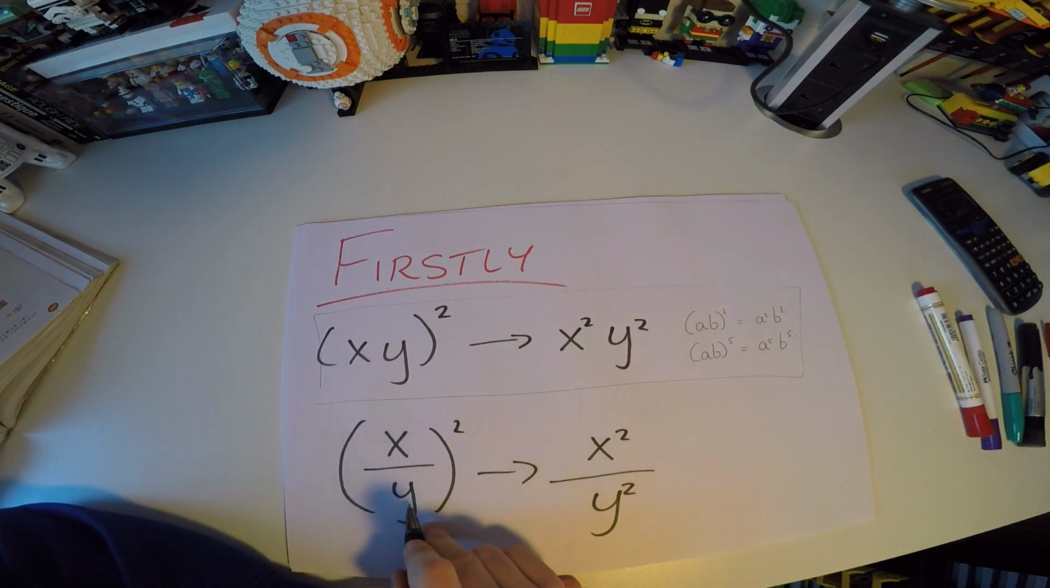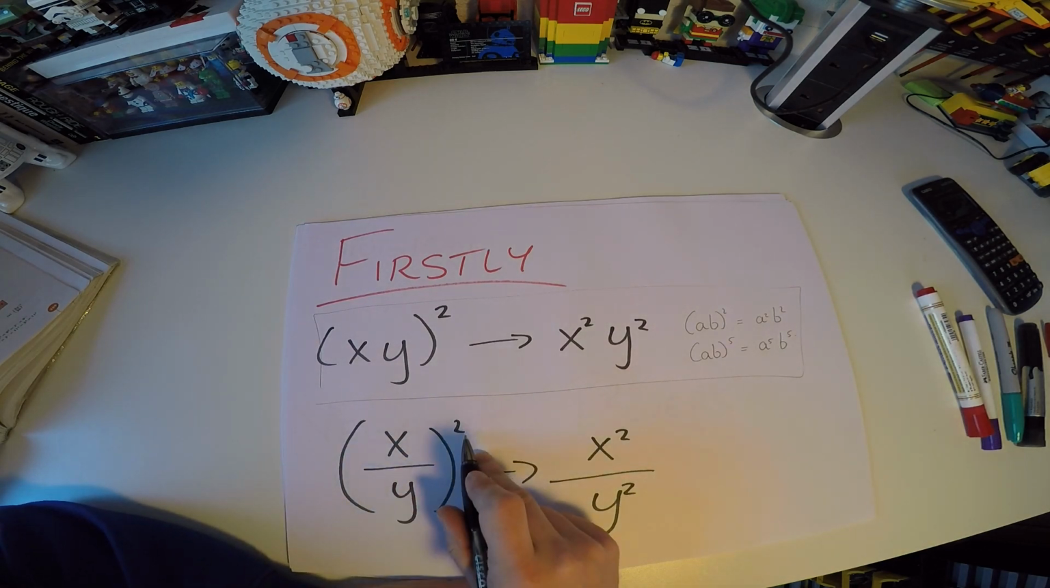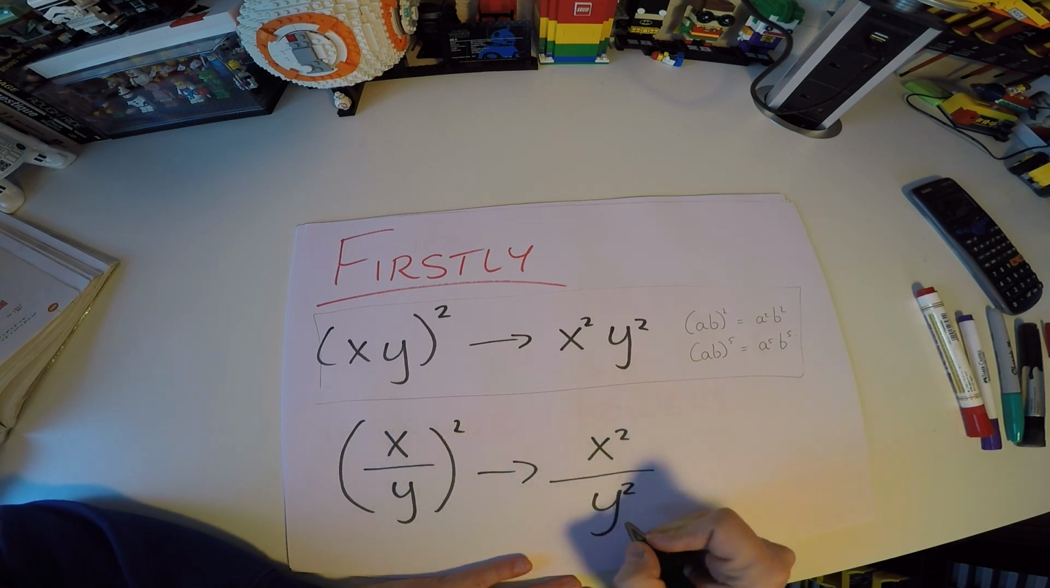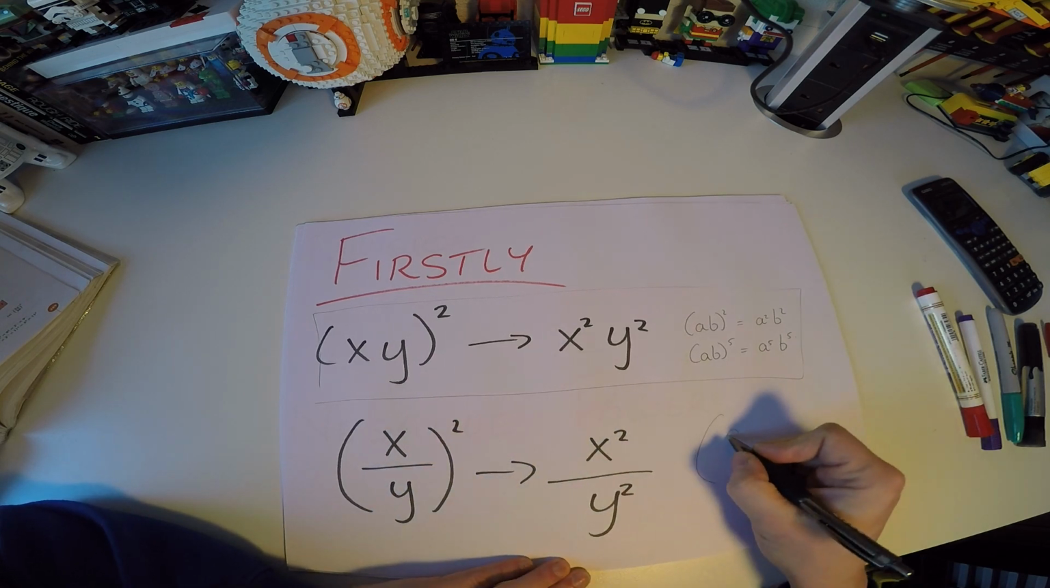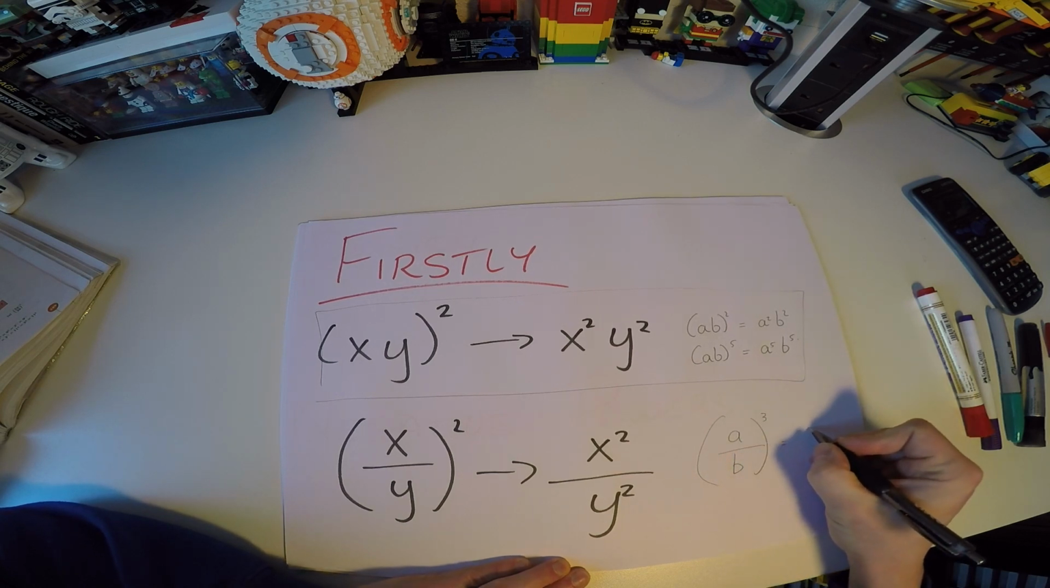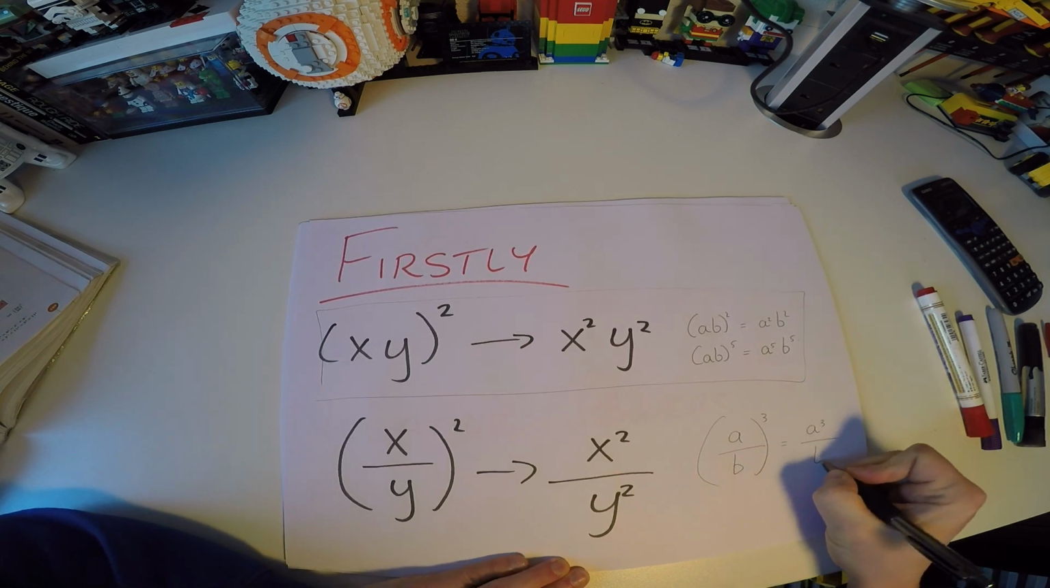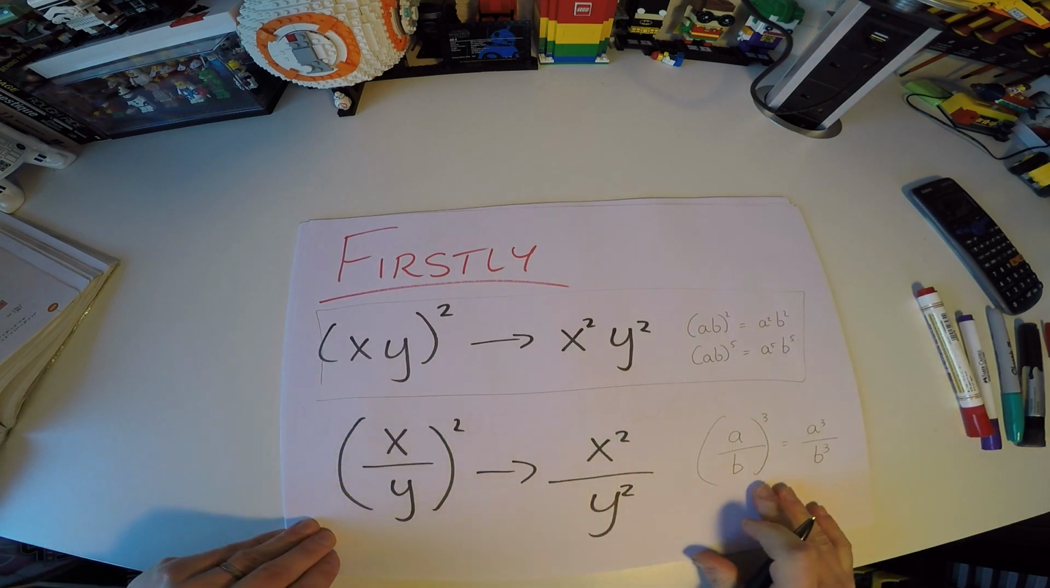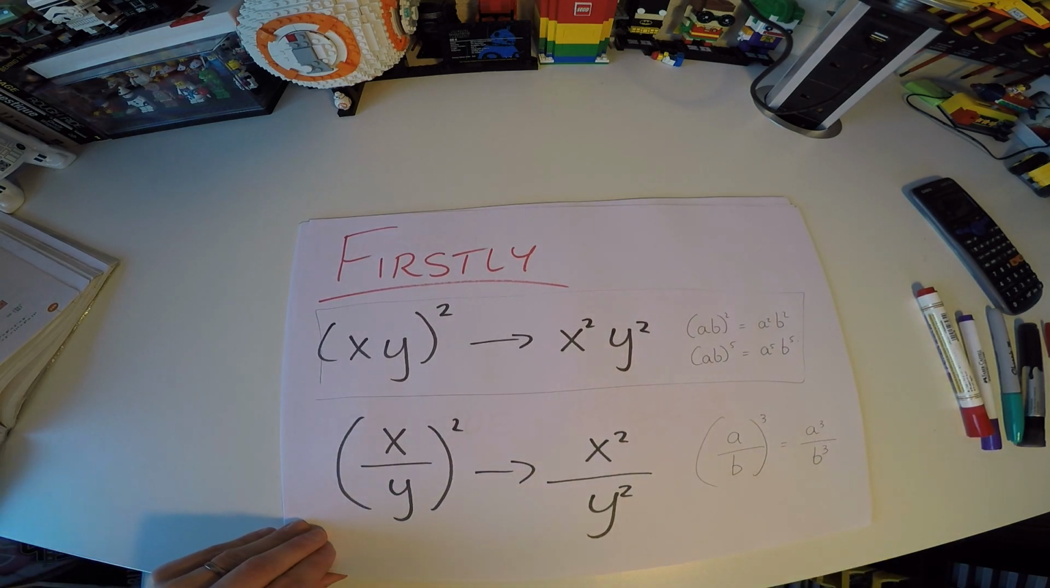Also, in a fraction, x over y all squared, the square comes in and affects the top and the bottom. That's x squared over y squared. Similarly, a over b all cubed would go to a cubed over b cubed. This is something that's important to remember. It'll make some of your problems a bit easier.